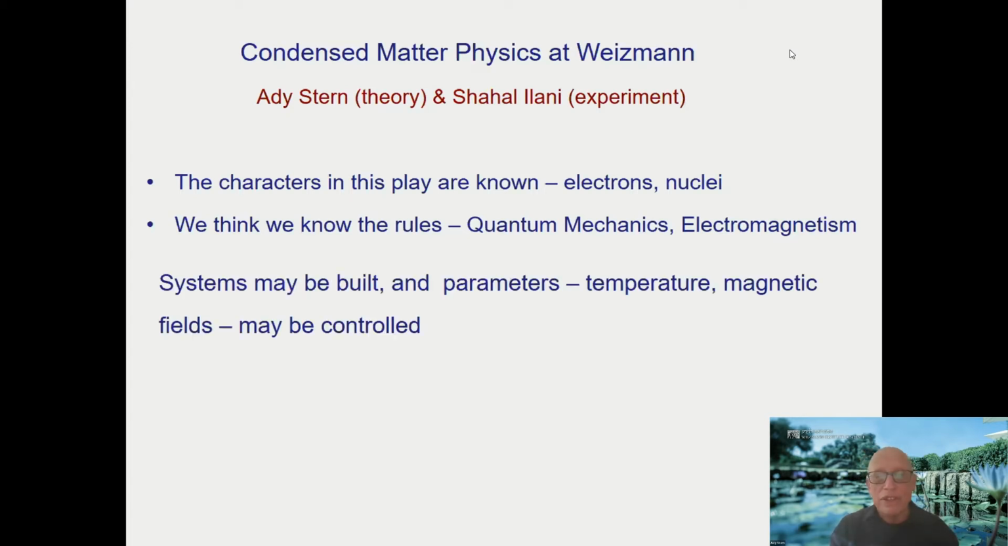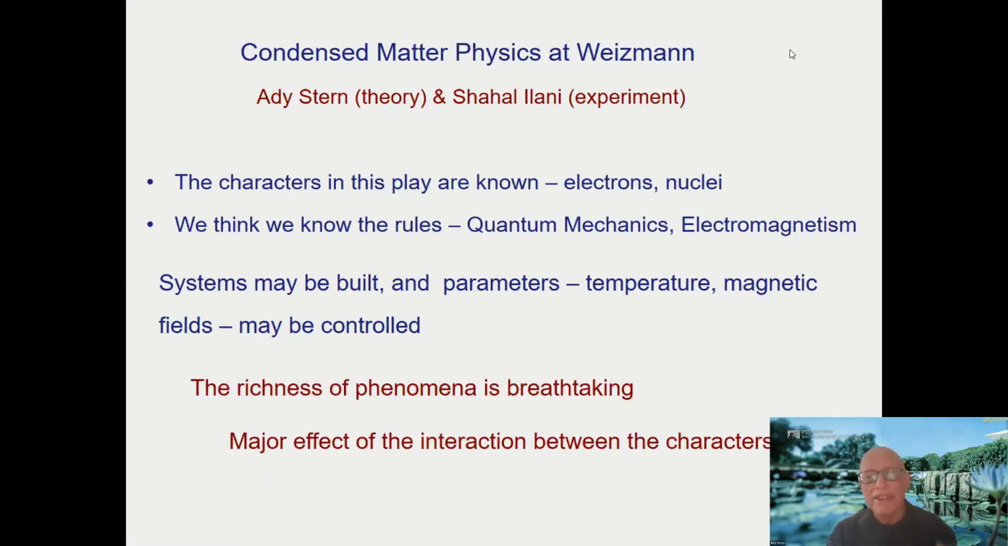But in fact, we don't, because we can build systems and we can control parameters. Like, we can build three-dimensional systems, two-dimensional, one-dimensional. We can control the temperature, the magnetic field, the electronic density, whatever you want. And what we find is a breathtaking richness of phenomena. I'll give you the tip of the iceberg. I'll show you very few examples. But the field is amazingly rich.